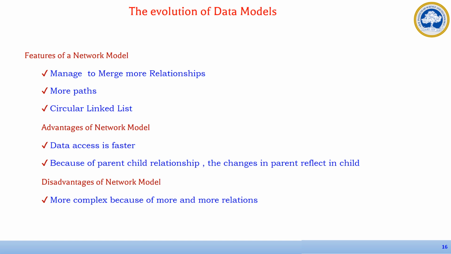The features of the network model are managing or merging more relationships, more paths, and a circular linked list. With a linked list, as you already know, the last node points back into the list. The advantage of the network model is that data access is faster because of the parent-child relationship. Changes in the parent are reflected in the child. The disadvantage is that it is more complex because of more and more relations.